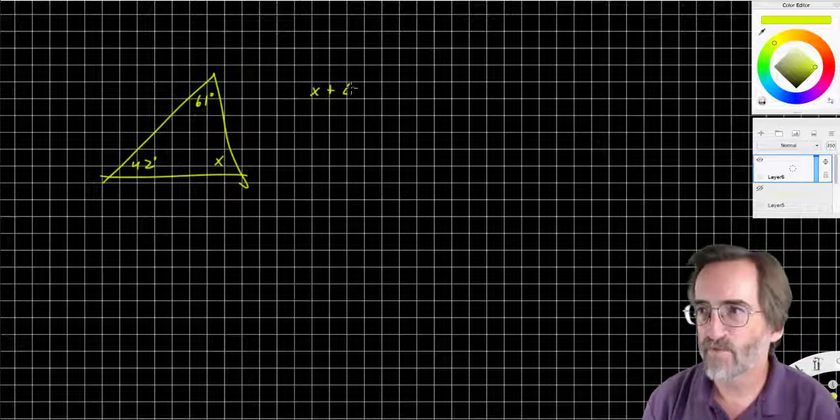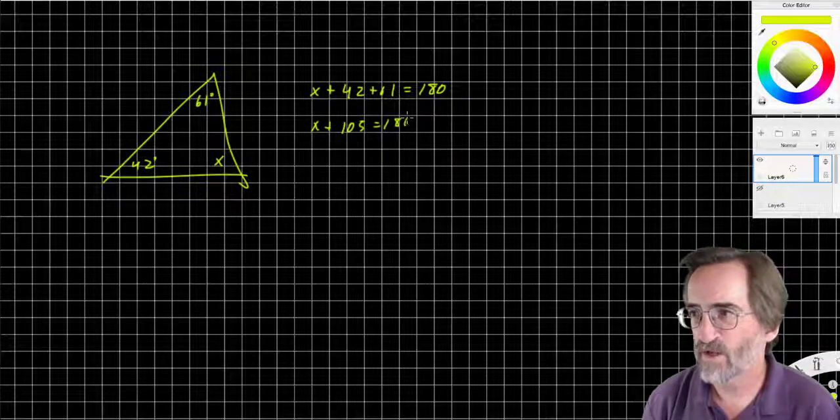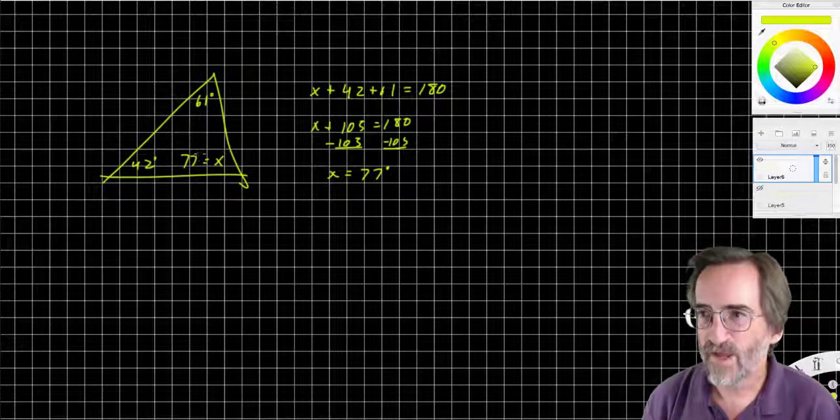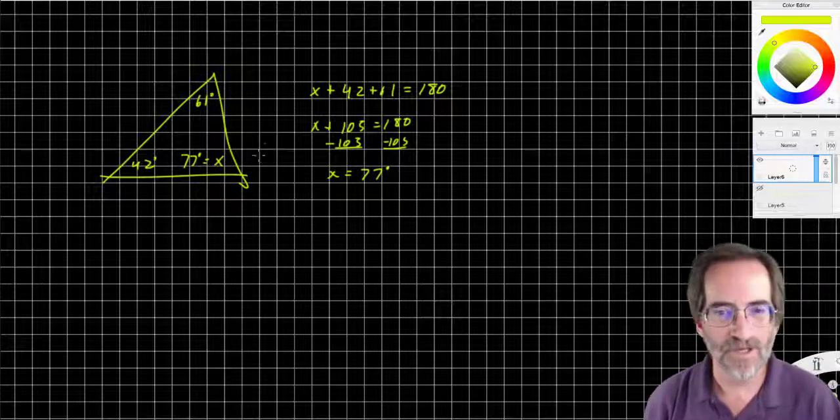x plus 42 plus 61 equals 180, and solve. x plus 103 equals 180. Subtract 103 from both sides, and x is 77 degrees. So the angles of a triangle, the interior angles of a triangle, always add to 180.